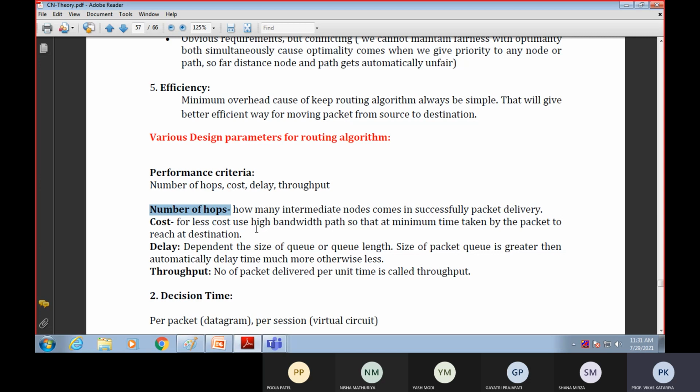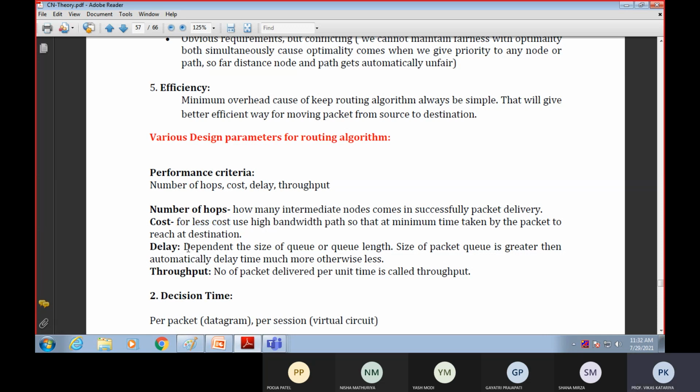So in the network architecture, there are so many nodes connected to each other. There are so many workstations that are connected with the nodes, and the nodes individually are connected, and after selection of some nodes there is some path, we can say an effective path, and this effective path is used by the workstation for sending data frames to the destination. Second is cost. For less cost, use a high bandwidth path so that the packet takes minimum time to reach the destination. So cost should be less.